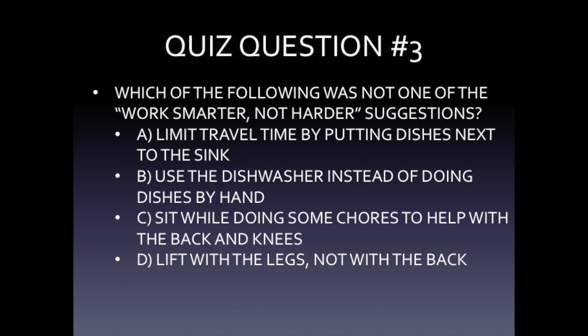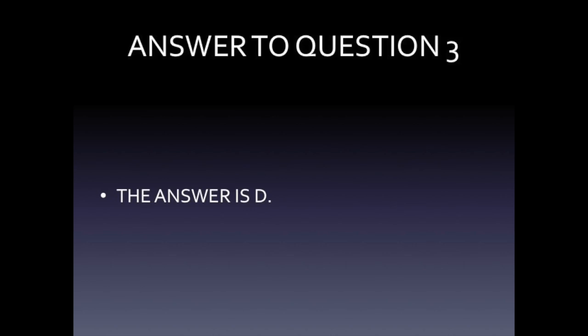And last but not least, question number 3. Which of the following was not one of the work smarter, not harder suggestions? Was it A, limit travel time by putting dishes next to the sink? B, use the dishwasher instead of washing the dishes by hand? C, sit while doing some chores to help with the back and knees? Or D, lift with the legs, not with the back? The answer is D.